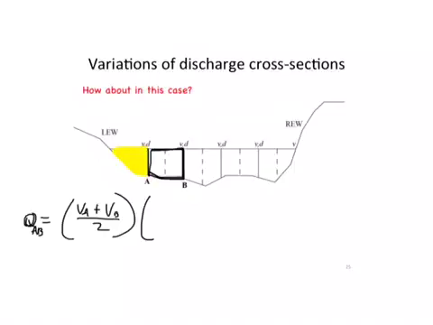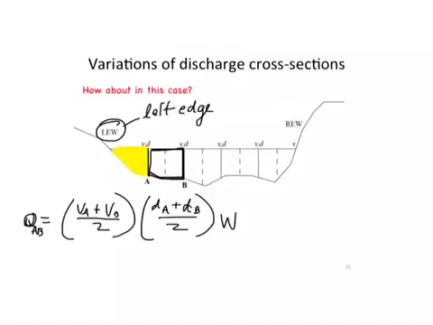times, here's where we apply the trapezoidal rule to calculate the incremental area. So dA plus dB over 2 times W. And so you would do this for each one of the polygons. Now you'll notice a few abbreviations here. You have LEW, which stands for left edge of the water, and REW, which stands for right edge of the water. This is looking downstream.